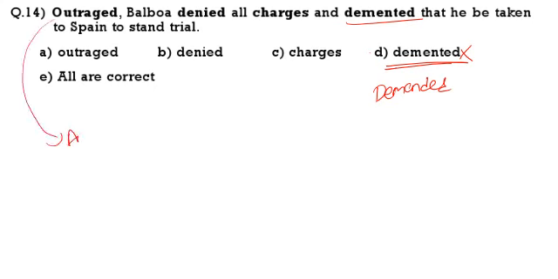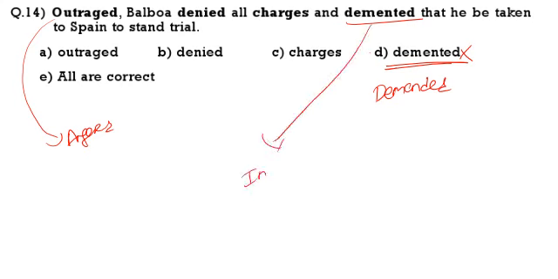Outraged, Balboa denied all charges and demented that he be taken to Spain to stand trial. So here demented is not correct. We should use demanded, that he be taken to Spain to stand trial. Outraged means angered. The sentence tells us how Balboa was angry and he denied all the charges, all the allegations against him, and he wants to be taken to Spain for legal proceedings. Here demented means insane.